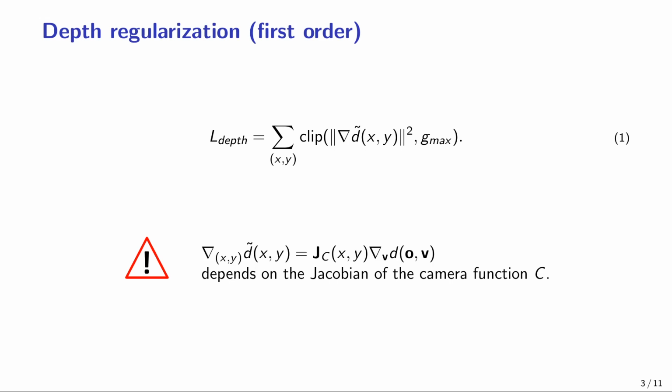We first propose a first-order depth regularization term where the norm of the gradient of the depth is penalized. We added clipping to avoid penalizing large depth discontinuities. Note that the gradient of D tilde depends on the Jacobian of the camera function C. This regularization is therefore camera dependent.